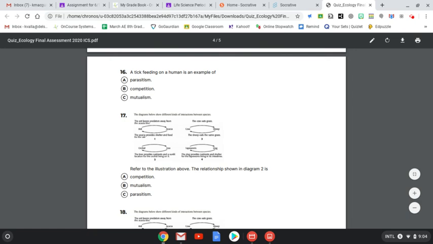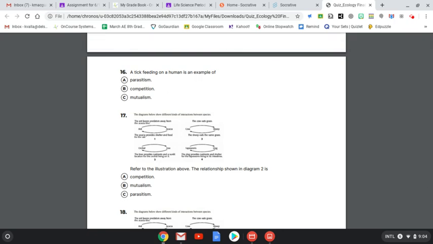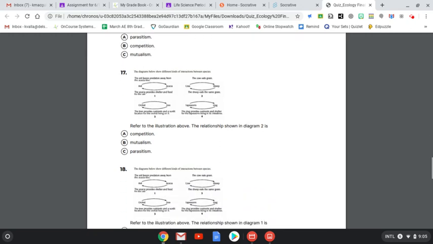Number 17, the diagram below shows different kinds of interactions between species. Look specifically for number 17 at diagram 2, which is right here. I will read it aloud to you. It says, the cow eats grass, the sheep eats the same grass. So what type of relationship is shown here? Both the cow and the sheep eat the same grass. Is it A, competition for resources, B, mutualism, C, parasitism?